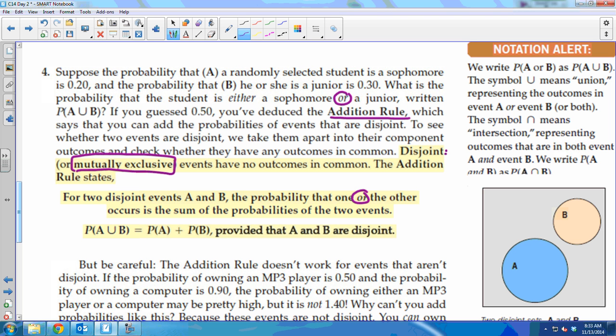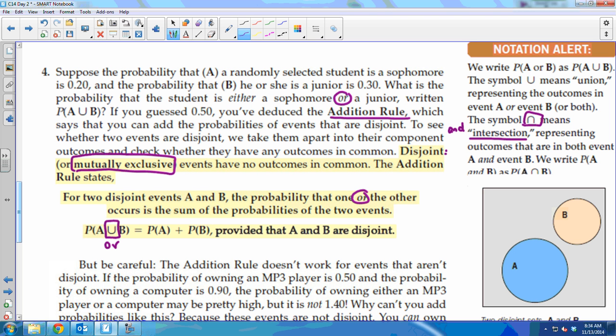I am assuming Mr. Scott used this notation, but if he hasn't, in set notation, this U means union, which means "or." We'll also have an upside down U that means intersection, and that means "and." But you should be familiar with that notation. Again, the events have to be disjoint to just add them together like this.